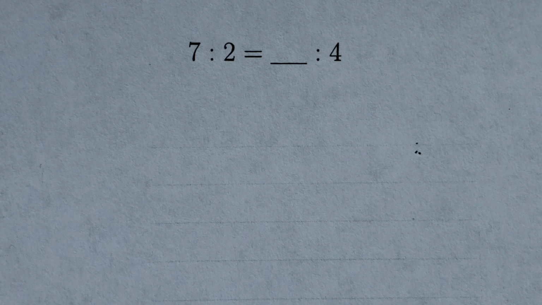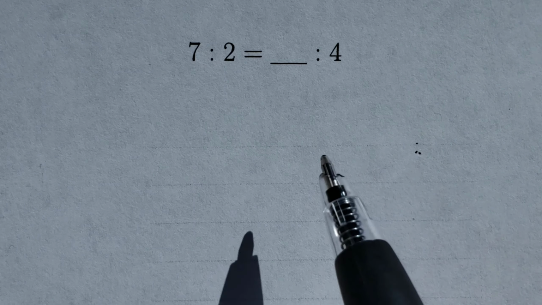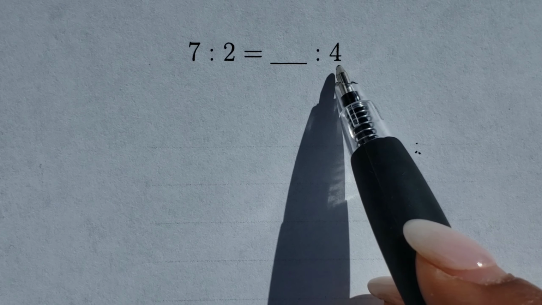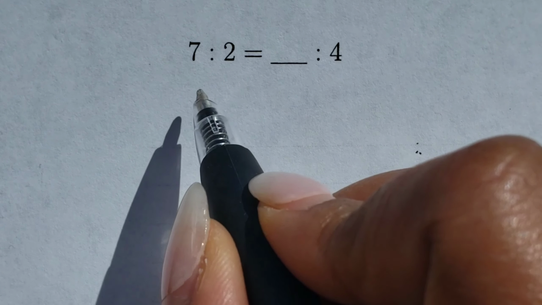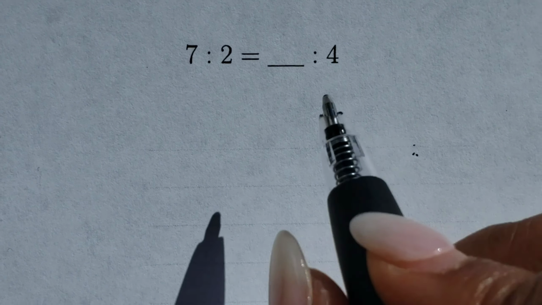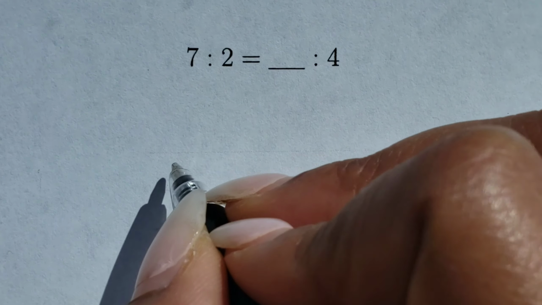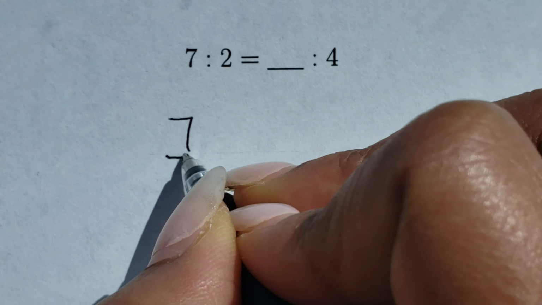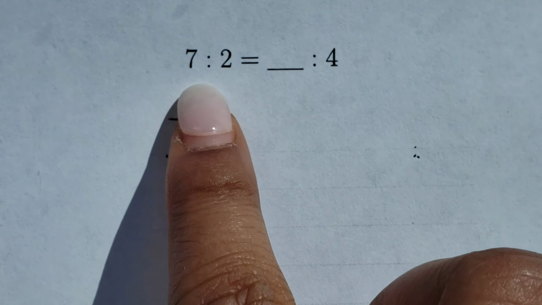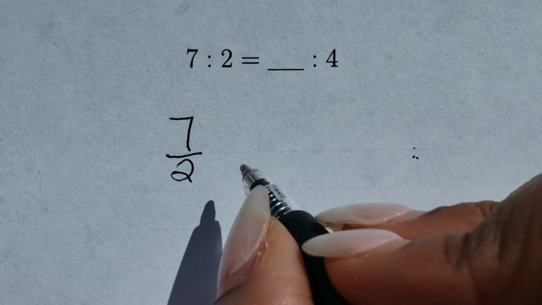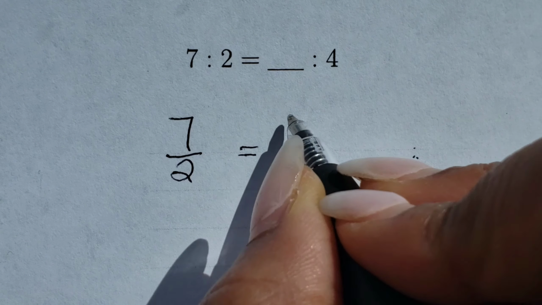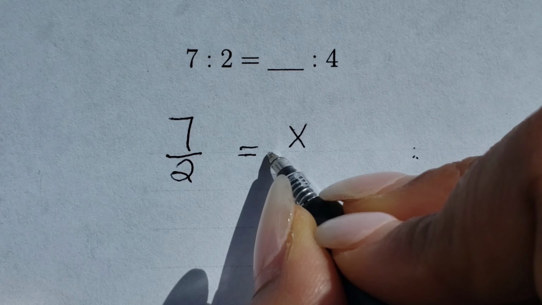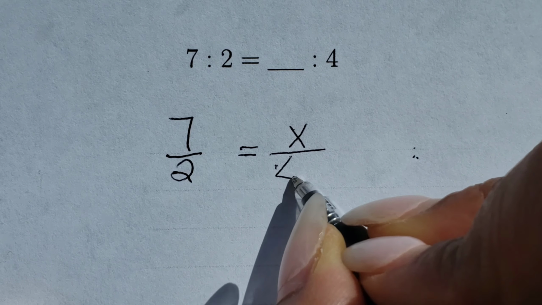So this is our first one that we're looking at, which reads 7 to 2 equals blank to 4. Now, we're going to set this up as a fraction. So we're going to put, and it's kind of hard to see, but you have some faint lines that I gave you, 7 over 2, first place, second place, top, bottom, equals, that blank, we're going to use a variable to represent x, and then we're going to have 4. Okay?